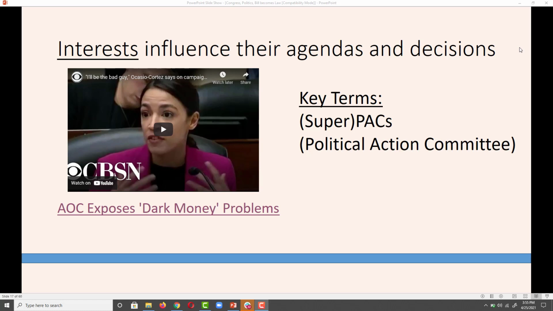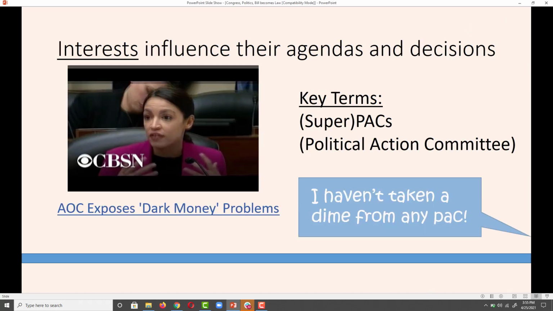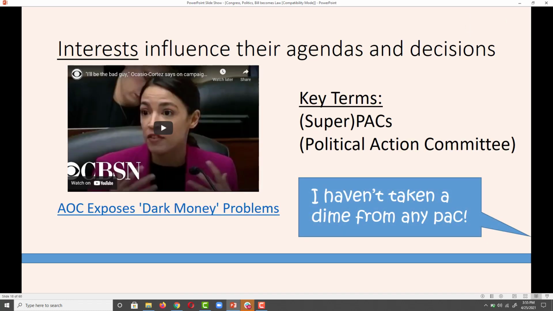It's called dark money for a reason. It definitely hides in the darkness. All right. Which is why I haven't taken a dime from any PAC, as Bernie said numerous times. There's definitely bragging rights in that. I mean, truly.